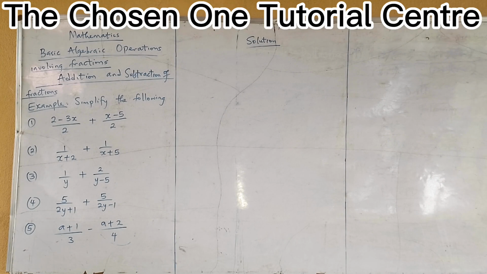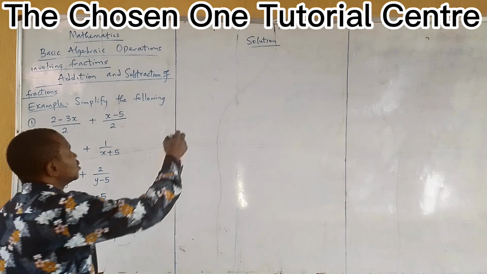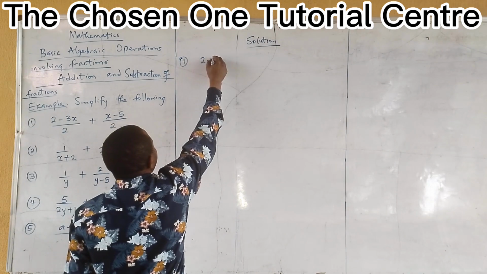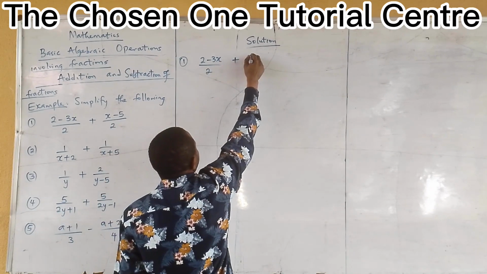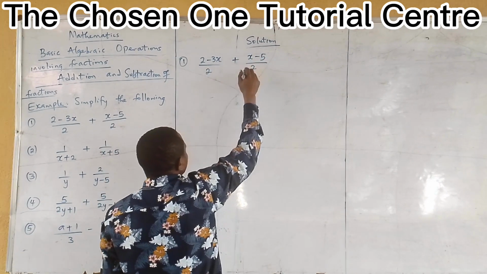In today's class, we are going to consider basic algebraic operations involving fractions, and the subtopic under it will be addition and subtraction of fractions. And we are going to simplify the following examples. Let's solve question 1. We have (2 minus 3x) over 2 plus (x minus 5) over 2.